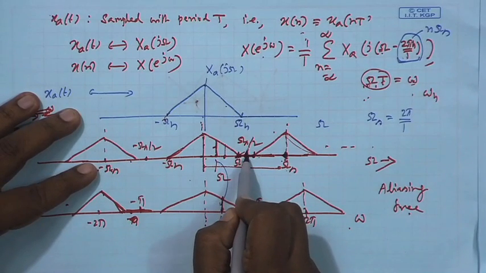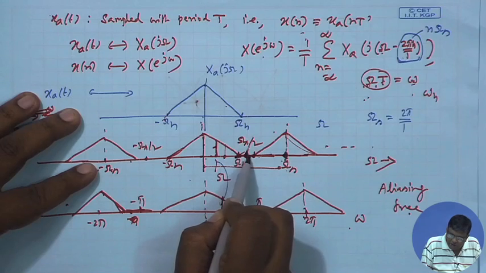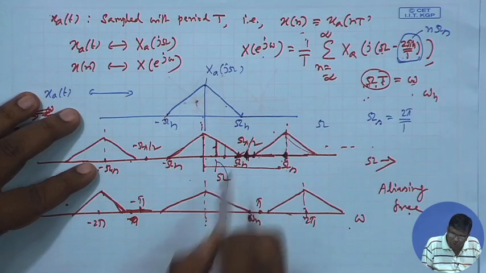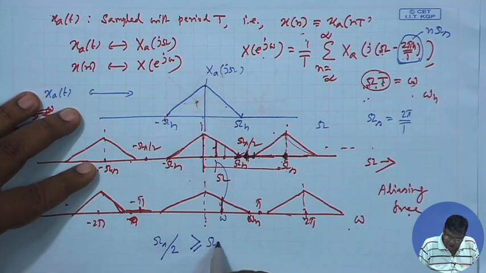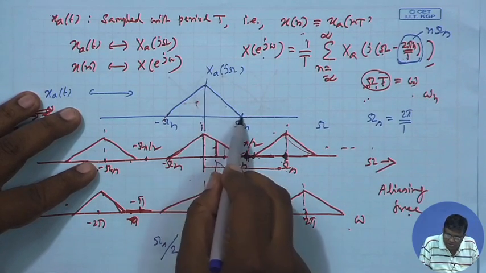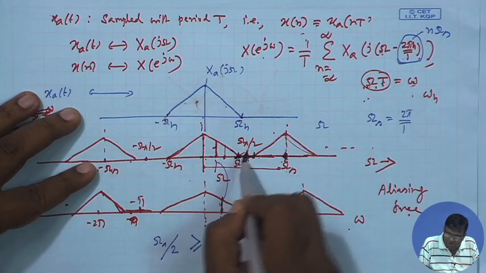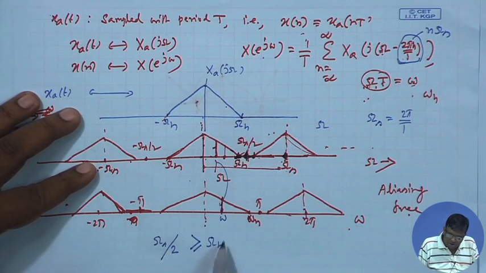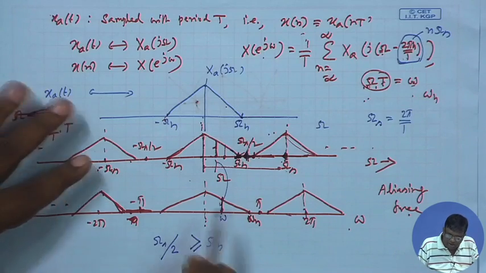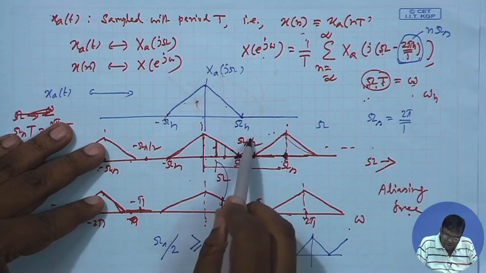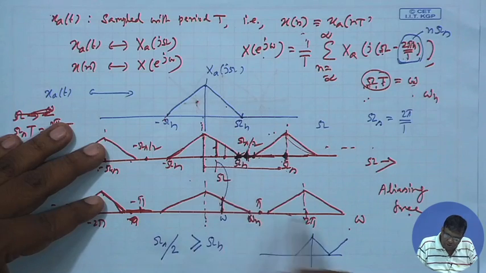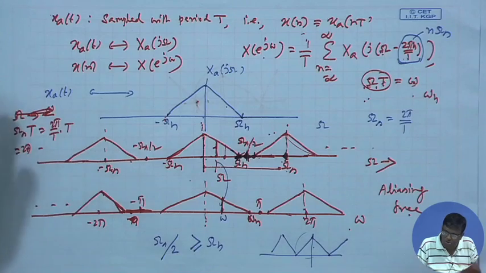Which means if this omega s by 2 is either greater than or at most equal to omega h, and at omega h this should become 0. So, if it becomes 0, it starts again, so there is no overlap. If this happens, then we get a situation like this, or in the extreme case, if it is equal, we get a situation like this where it starts from here, there is no gap left, this point coincides with this and with this. But even then this shape is the same as the original shape, so no loss of information.